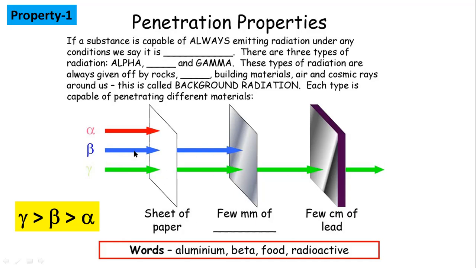Because you can stop the alpha radiation with paper, but you need another strong material to stop the beta, and further a strong material to stop the gamma radiation. So gamma radiation is going to pass through the different materials, having more penetration power as compared to the beta, and beta is more as compared to the alpha radiation.